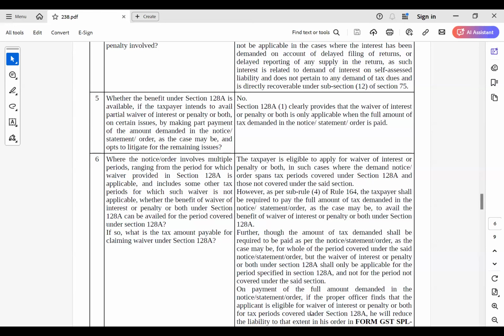In that case, we can do one thing: after expiry of 6 months, we can make a request letter to the officer to make the correction. So that can meet the purpose of what we are discussing.